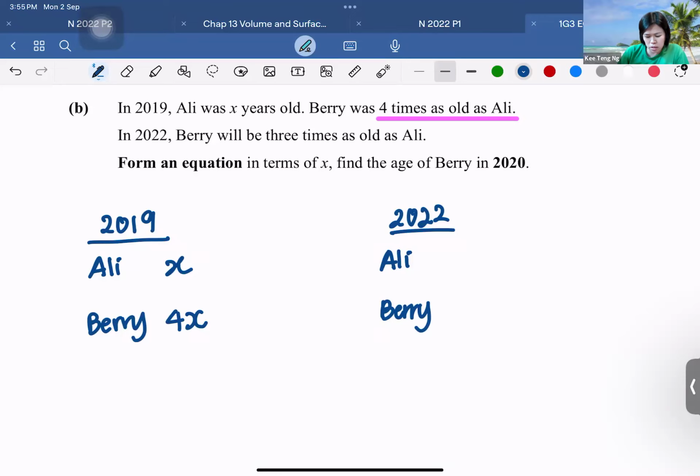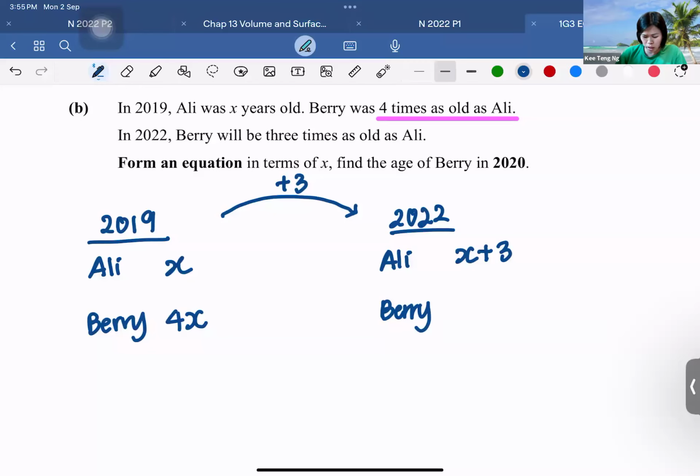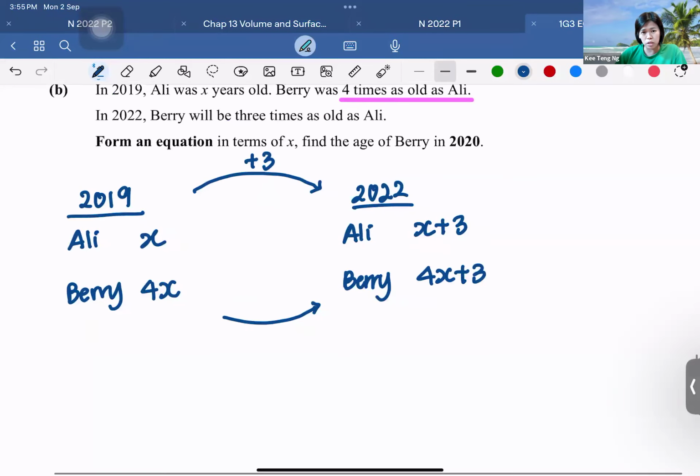Now from 2019 to 2022, that is how many years later? 3 years later. So I'm going to add 3 to the age. So Ali's age will be X plus 3. Then Barry's age will be 4X plus 3, correct? Form an equation in terms of X.